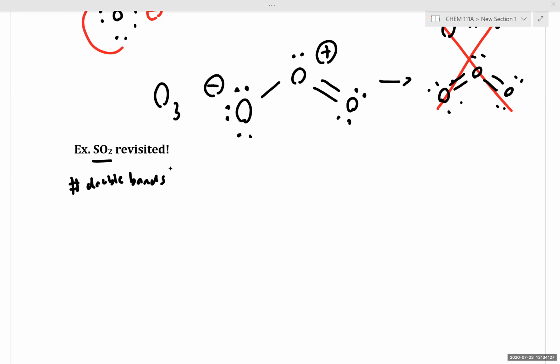Perfect. So now if we look at the formal charges of each of our atoms, for example, the formal charge of sulfur, we have 6 minus 4 minus 2, or a formal charge of 0, while the formal charge of oxygen is 6 minus 4 minus 2, which is also 0. So this expanded octet structure has minimized formal charges and overall is more representative of the actual structure of sulfur dioxide.